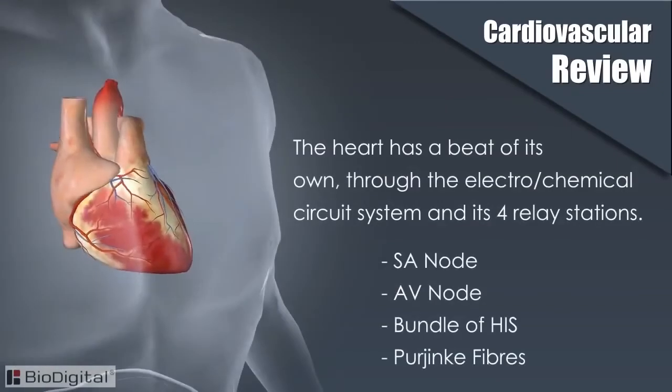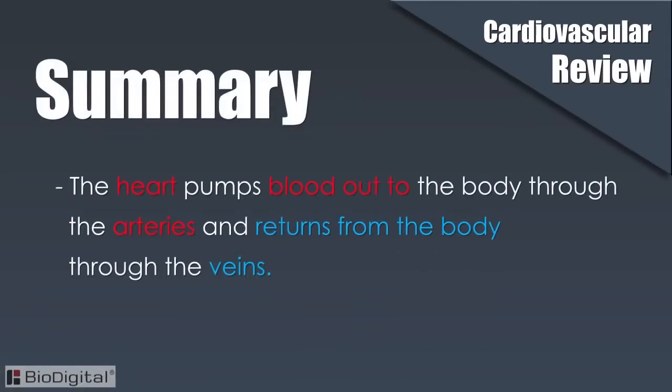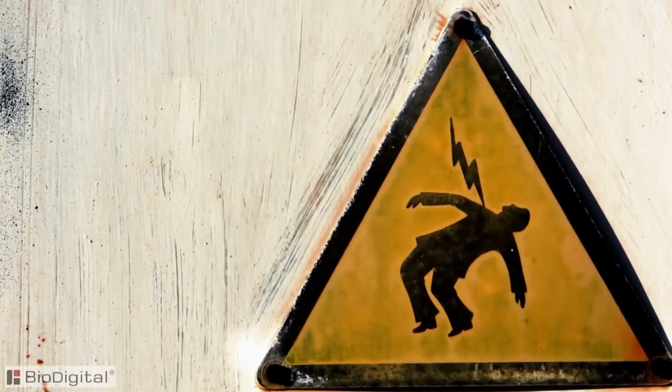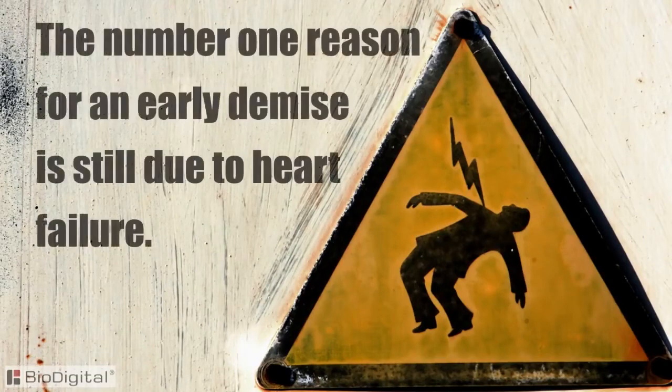And remember that the heart has a beat of its own through the electrochemical circuit system and its four relay stations. To sum it all up, the heart pumps blood to the body through the arteries and returns from the body to the heart through the veins. Unfortunately, the heart is also subject to disease and conditions. In fact, the number one reason for an early demise is still due to heart failure.